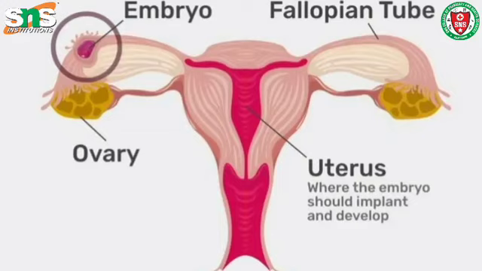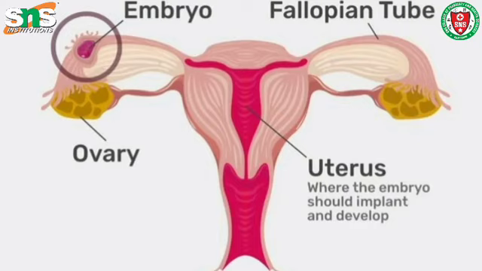The common symptoms of ectopic pregnancy are lower abdominal pain, uncontrolled vaginal bleeding, and shoulder pain. These are the common symptoms of ectopic pregnancy.